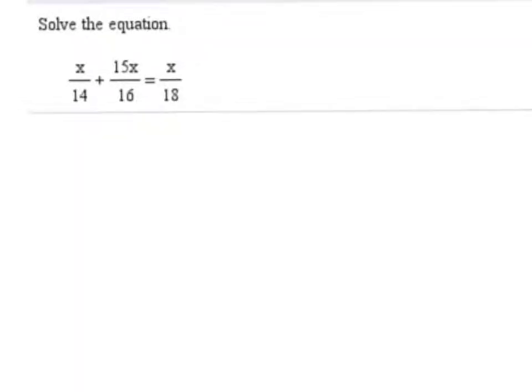Okay, so here's the equation that we're supposed to solve. The easiest way to deal with equations that have lots of fractions in them is to get rid of the fractions. The only way to do that is to multiply through by the lowest common denominator. Well, you could multiply through by any common denominator and it would work, you just end up with bigger numbers. But what we're figuring out here is the lowest common denominator for 14, 16, and 18.